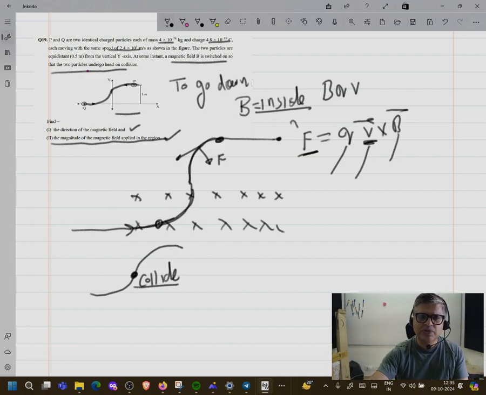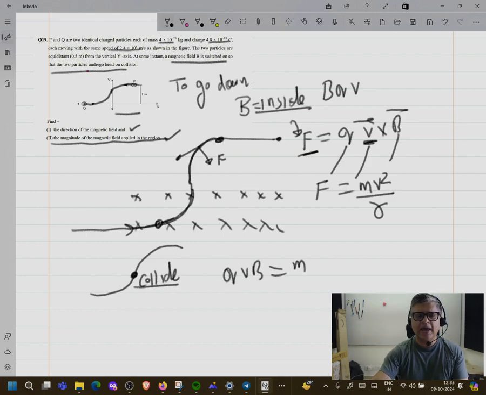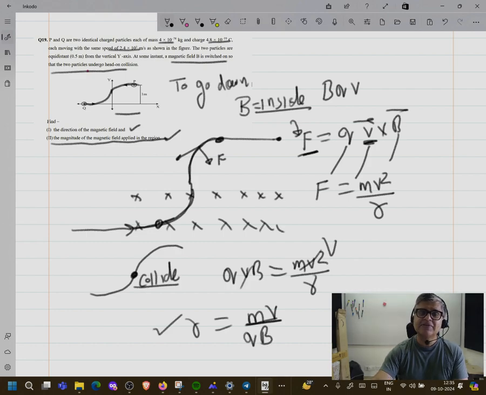So the force will be same, and therefore force can also be written as mv square by r, centripetal force, right? So qvb is equal to mv square by r. I cancel the v, so r becomes mv, the momentum, divided by qb. So the radius is also identical now. They will move in an identical manner. The radius also becomes identical when they collide, right?